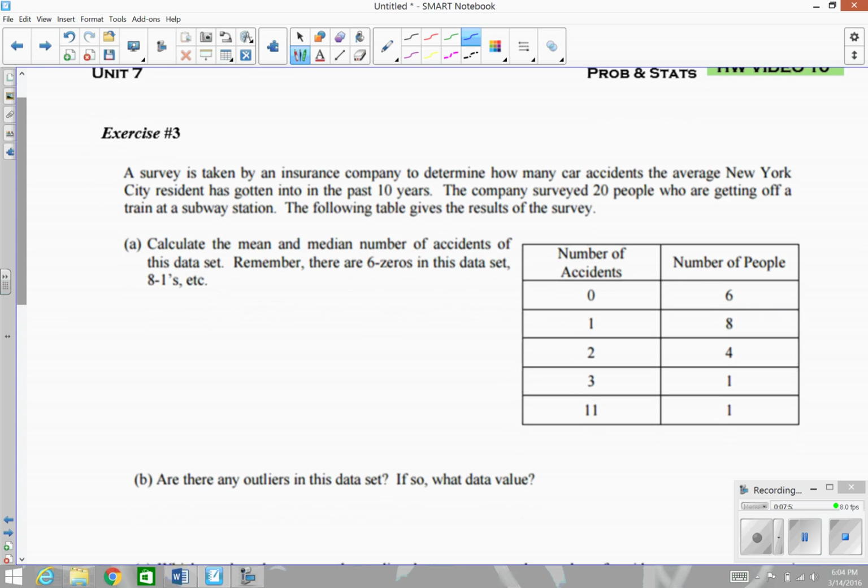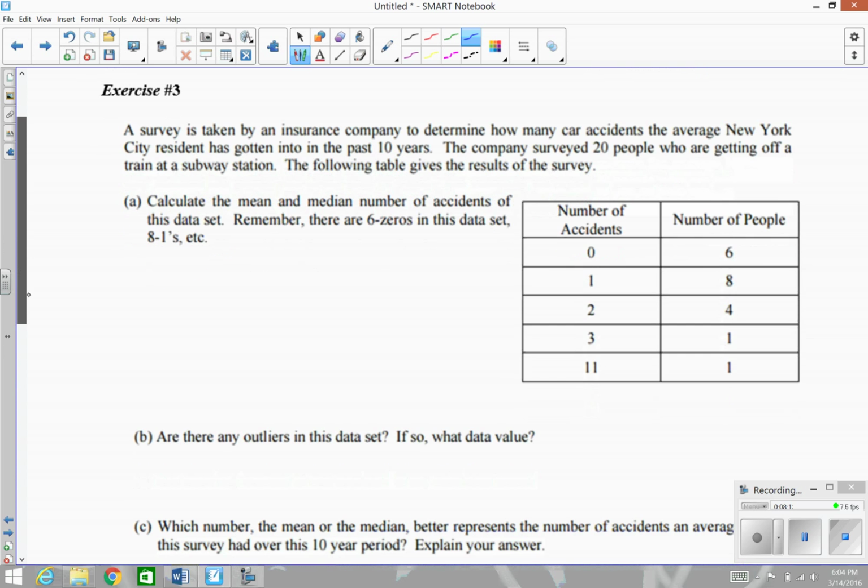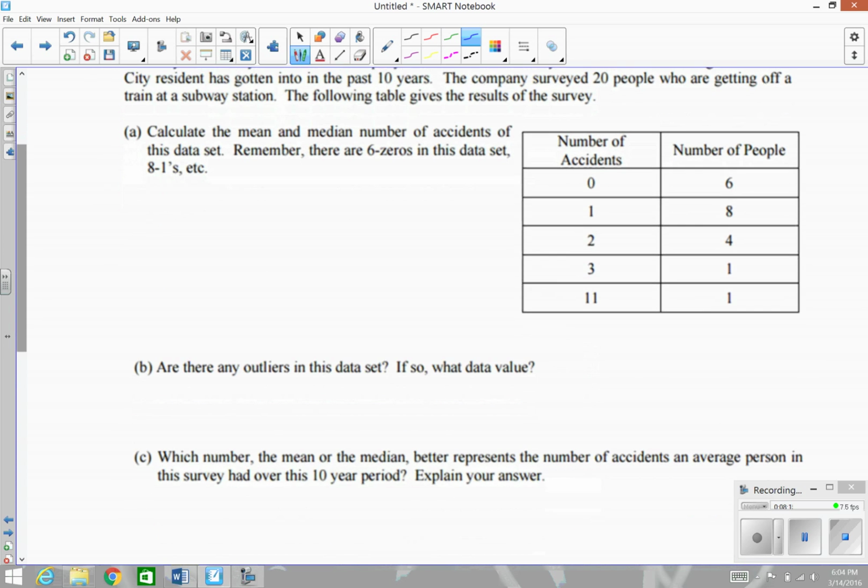The most complicated part about this one is part A, so we'll at least do that together and then we'll see where we go from there. So this is a survey taken by an insurance company to determine how many car accidents the average New York City resident has gotten into in the past 10 years. The company surveyed 20 people who were getting off a train at a subway station. The following table gives the results of the survey.